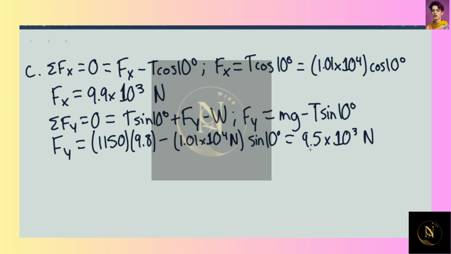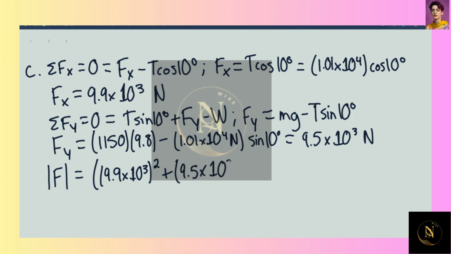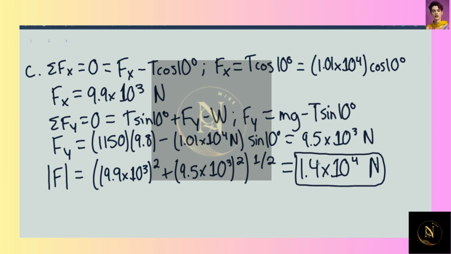So essentially, here we would have that the magnitude of the force would be equal to 9.9 times 10 to the 3rd squared plus 9.5 times 10 to the 3rd squared. And then the sum would be taken to the 1/2 power. And this is equaling 1.4 times 10 to the 4th newtons. So that would be the magnitude of the reactionary force.